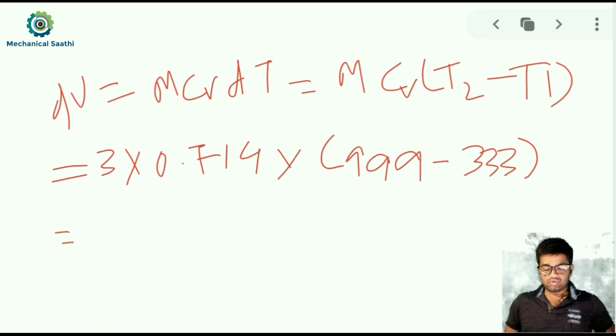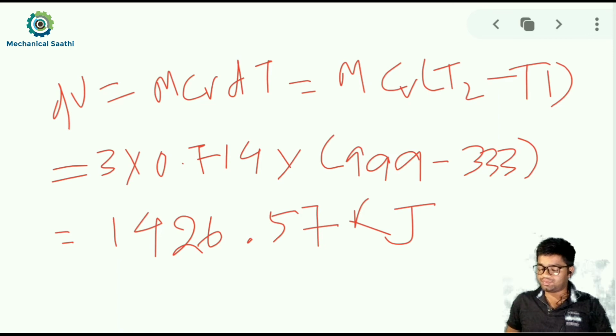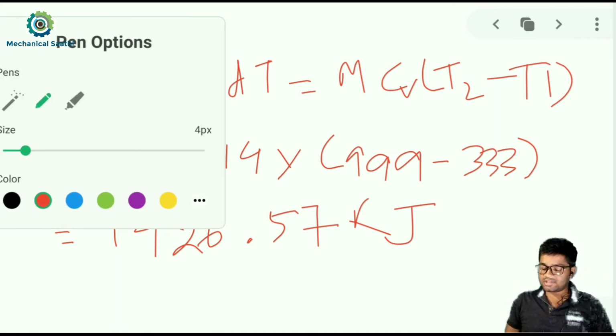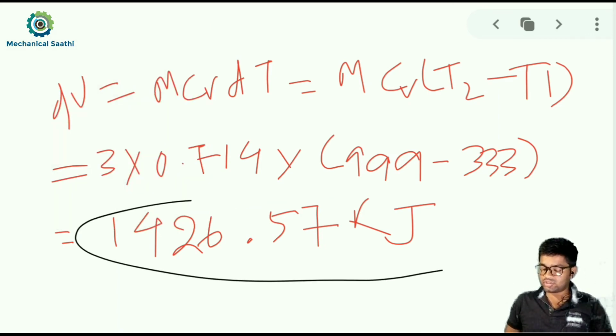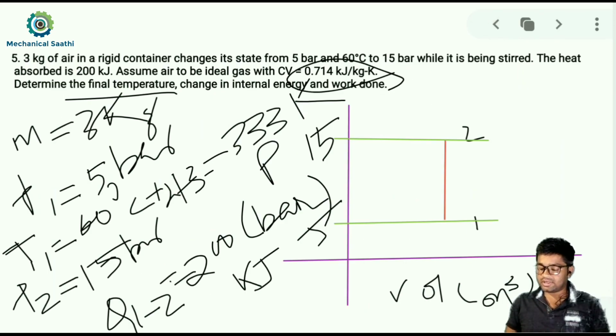So we are supposed to find, that is 1426.57, and it will be in terms of kilojoule. So this will be the answer for the second part of the question, that is change in internal energy. Okay. So now let us move towards the third part of the question, that is net work done. Okay. So we need to find out the work done during that process, that is the constant volume process.